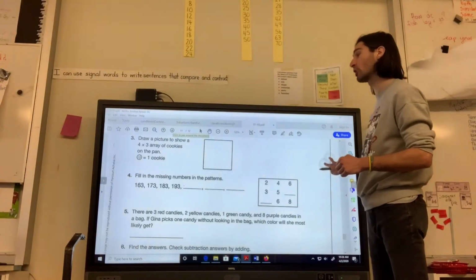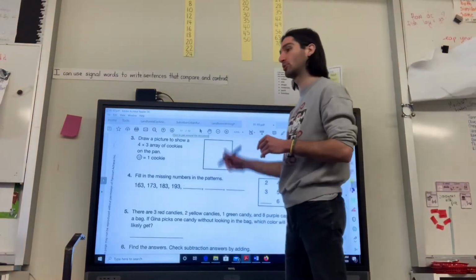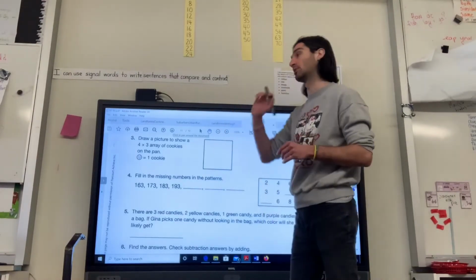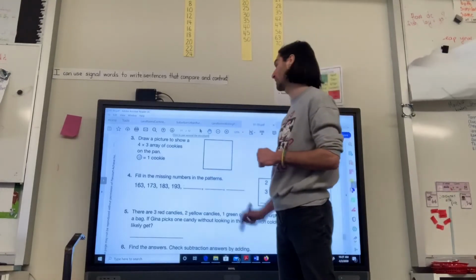All right, so now we are drawing a picture to show an array. Remember, an array is when there's dots or squares put together. So, of cookies though, we're going to draw cookies. So, 4 times 3.